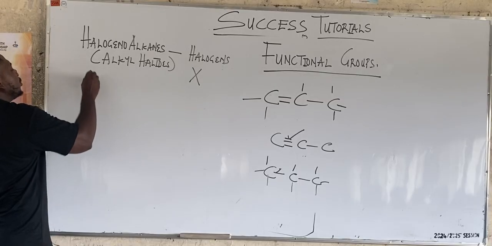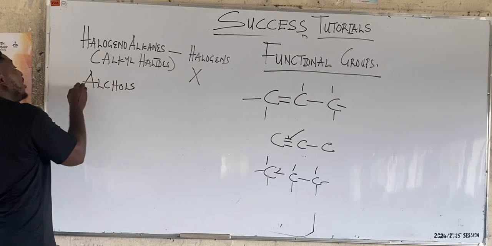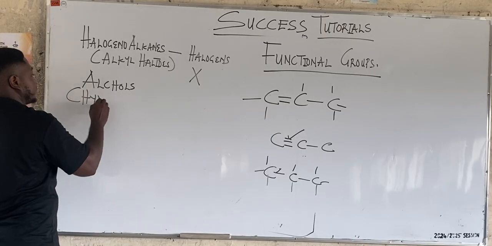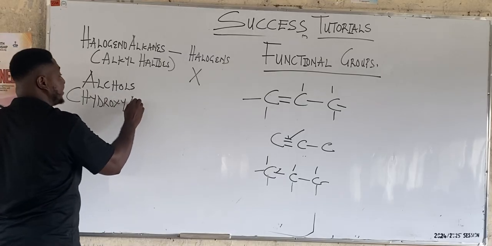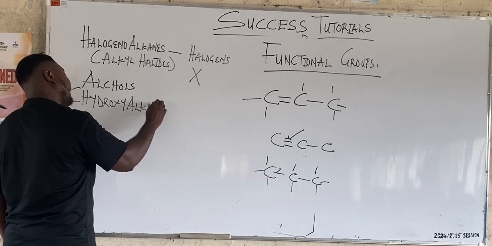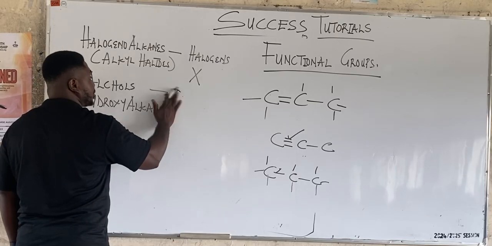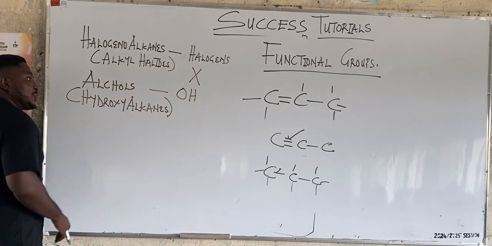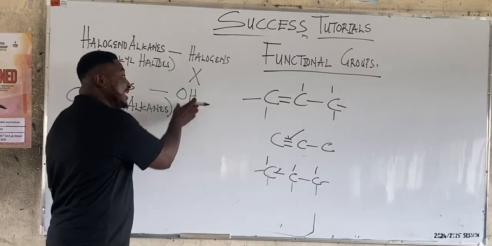From halogenoalkanes, we then move to alcohols. Alcohols are also called hydroxyalkanes. The major functional group here is the hydroxy group, OH. When I say the major functional group, it is the one controlling the whole compound. If this guy says don't react, the compound does not react.